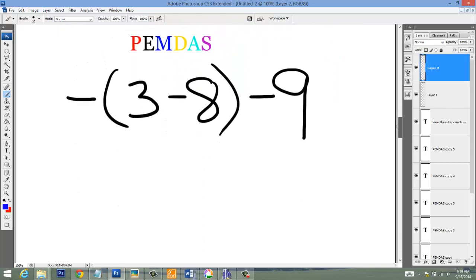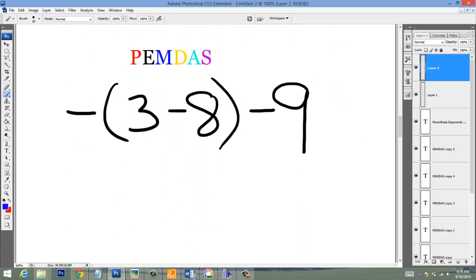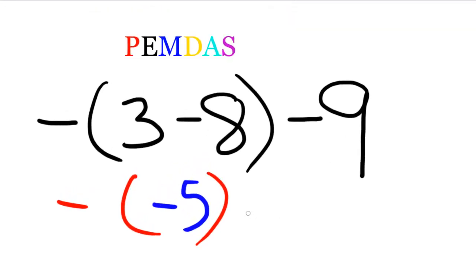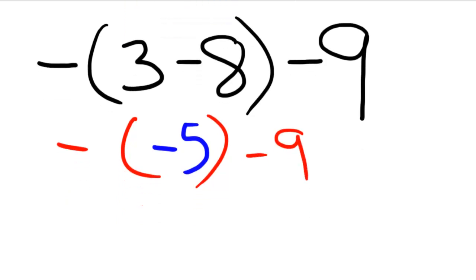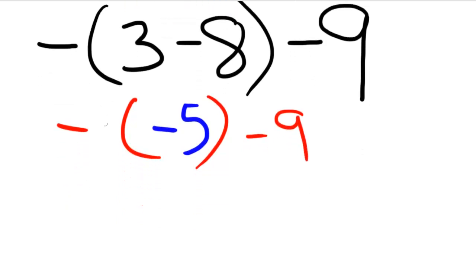Wonderful. All right, PEMDAS, we know that the very first thing that we need to do is figure out what's in the parentheses. And here we've got 3 minus 8. And so 3 minus 8 is negative 5. And so I'm going to bring down everything else. Okay, and so now when we've got a symbol in front of parentheses and there's no number, we're going to pretend that a 1 is there.